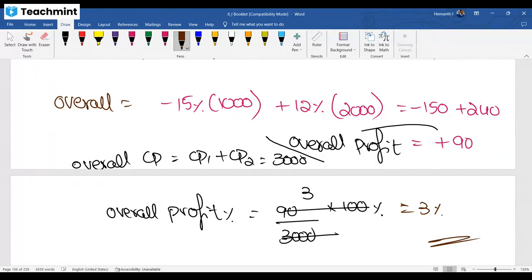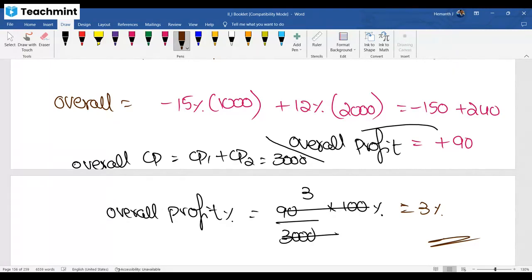Sir, if I take 100 and 200, then you will get 9 only. 9 by 300, or 90 by 3000, or 900 by 30,000. It depends on what your assumption is. What is CP1, CP2? We assumed 1000 and 2000. You can take 10,000, 20,000 also. If you take 10,000 and 20,000, this should be 900.